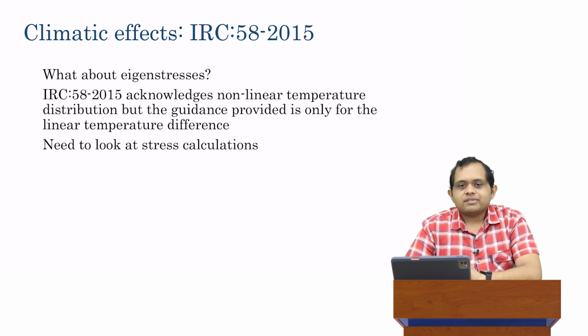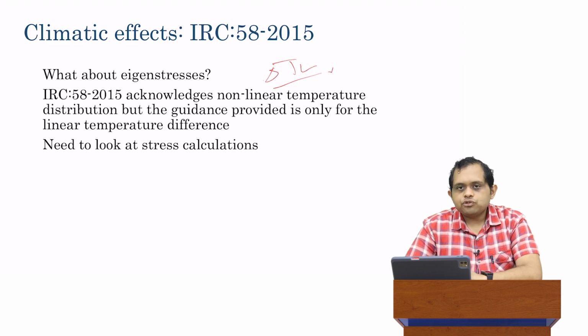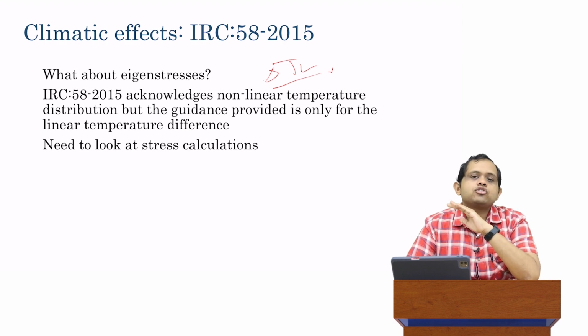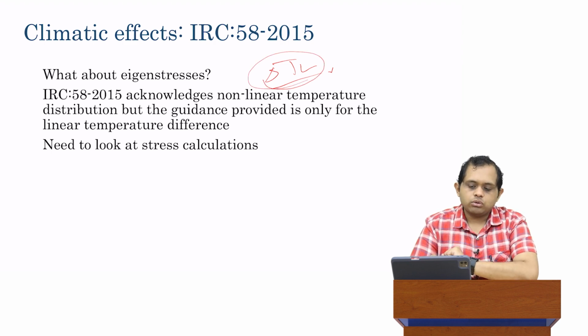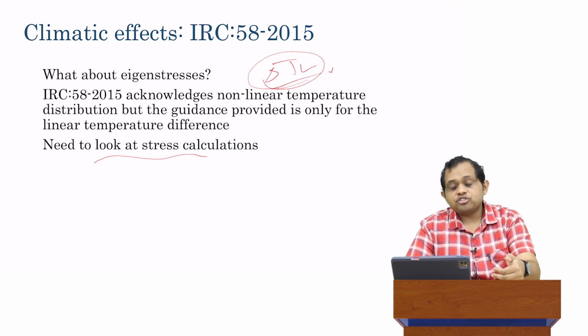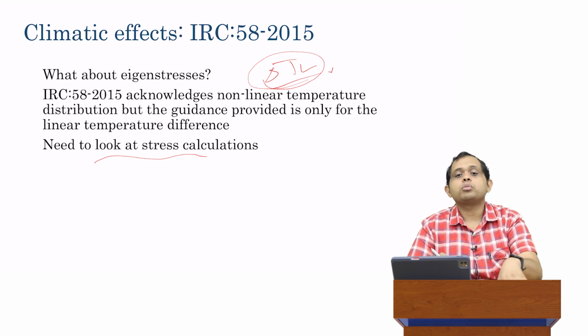Now, what about eigenstresses? I had pointed out previously, everything we talked about was on delta TL. There is also acknowledgement that at least during the day, there is a non-linear temperature distribution. Furthermore, I believe even during the night, just after sunset, there is also a highly non-linear temperature distribution. So where is the consideration of the non-linearity? It's not in the temperature distribution. The temperature distribution consideration is purely taking only the linear component into account. So that means we have to look at the stress calculations. We need to see whether it is somehow incorporating eigenstresses within the stress calculation, although it's not explicitly talking about it when we're talking about temperature distributions. And that's what we'll talk about in the next lecture.